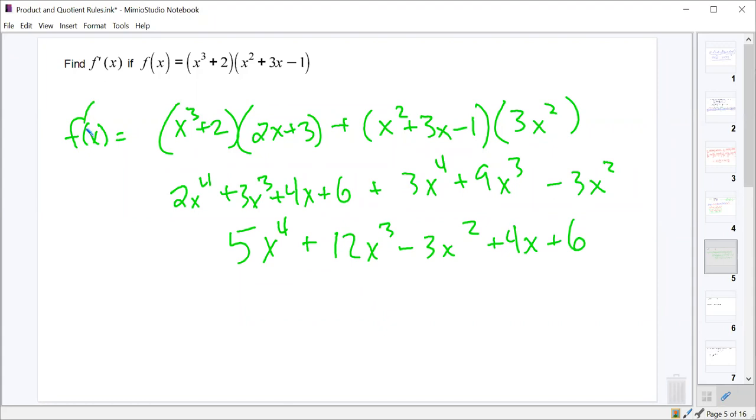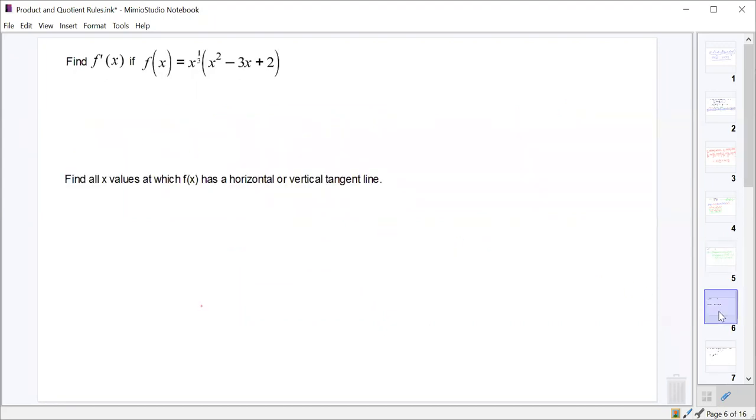Yes. Cool. Any issues with that? Feel okay about the product rule? Yep. All right. I want you guys to find the derivative of this next one, and then we're going to work together to figure out the x values at which it has horizontal and vertical tangent lines. So this is x to the 1/3 times x squared minus 3x plus 2.